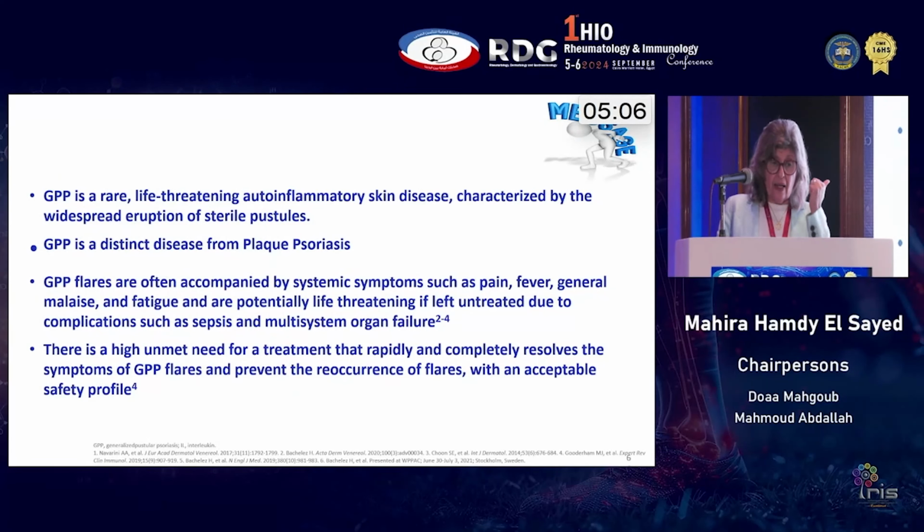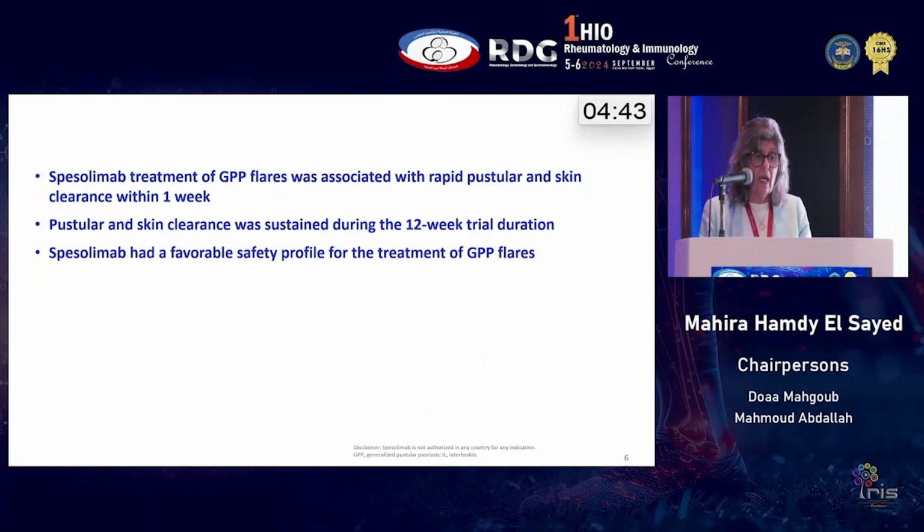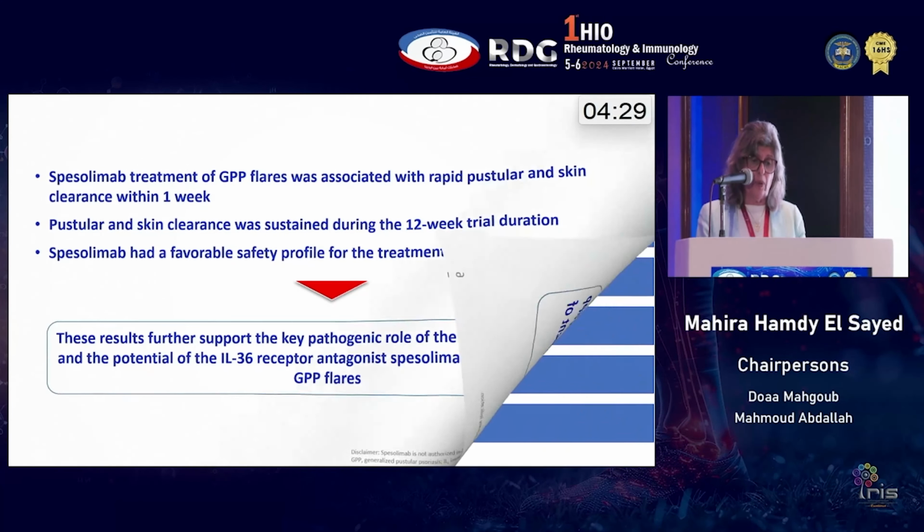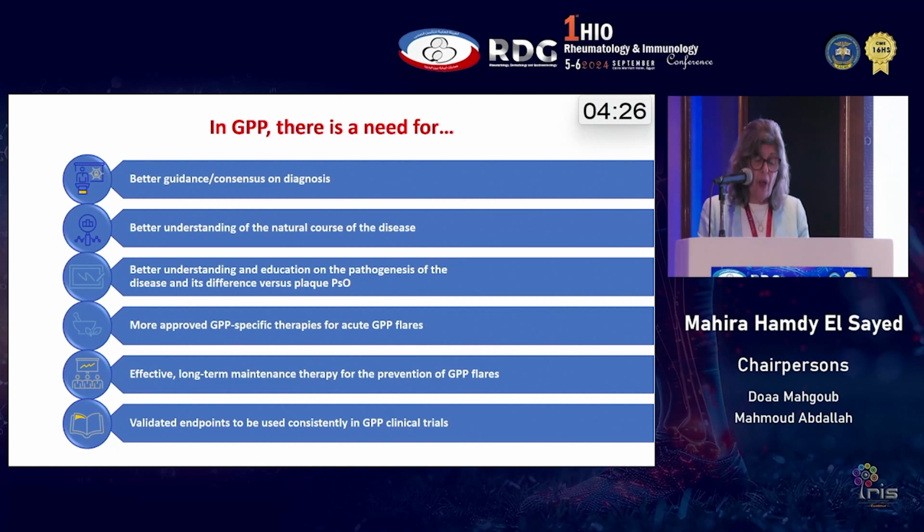So finally, it's a rare, life-threatening autoinflammatory skin disease characterized by the widespread eruption of sterile pustules. It's a distinct disease from plaque psoriasis. The flares are accompanied by systemic symptoms like pain, fever, malaise, fatigue, and also sometimes multi-system organ failure. There is a high unmet need for treatment that rapidly and completely resolves the disease. Spesolimab is resolving those patients within 1 week with marvelous results, but it is quite expensive and needs to be given IV in the hospital. And now they are developing the new subcutaneous drug that might prevent the occurrence of flares.